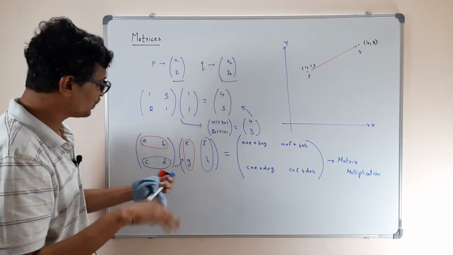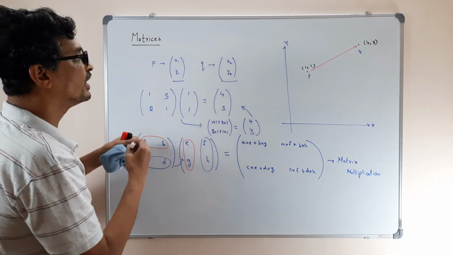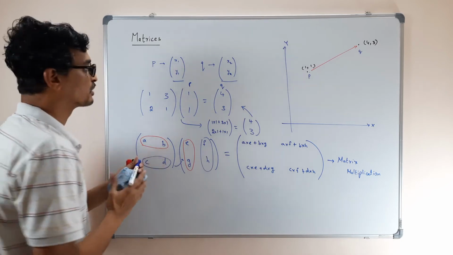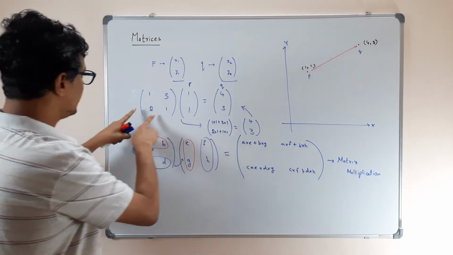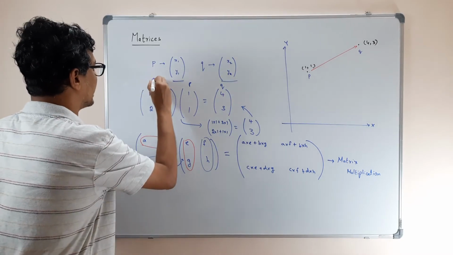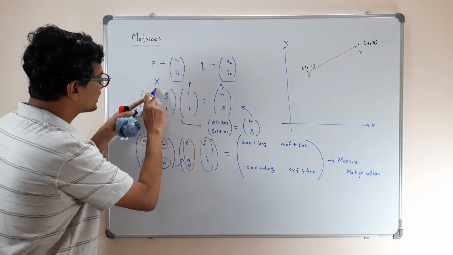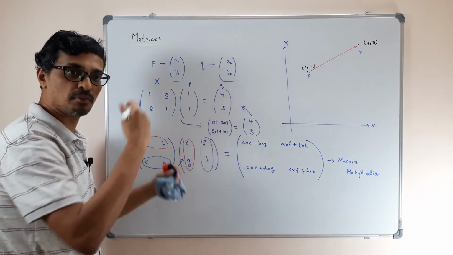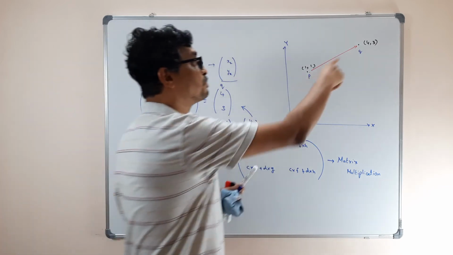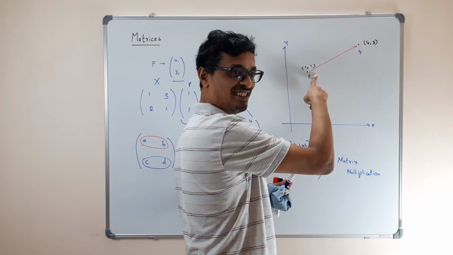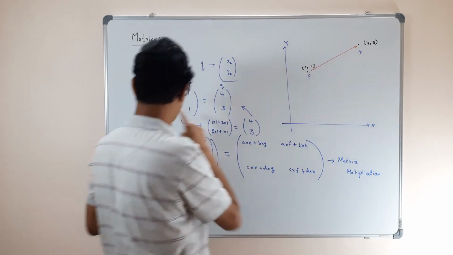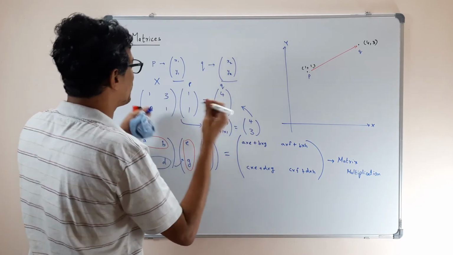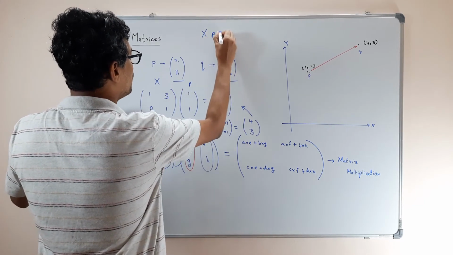For example, this is a point P and this is a point Q. Let us call this matrix X. So X acting on this point will take you to this point. Now I invert the problem. I am starting from this point and asking: take me back to this point. So what happened? You have X acting on P equal to Q.